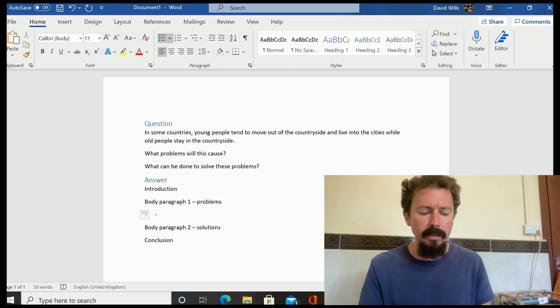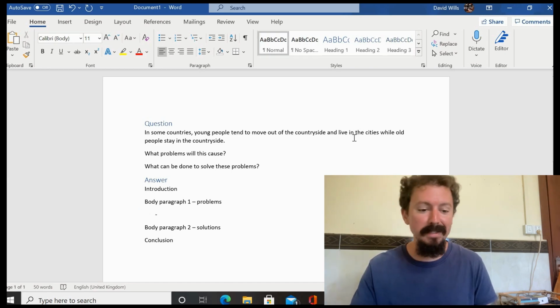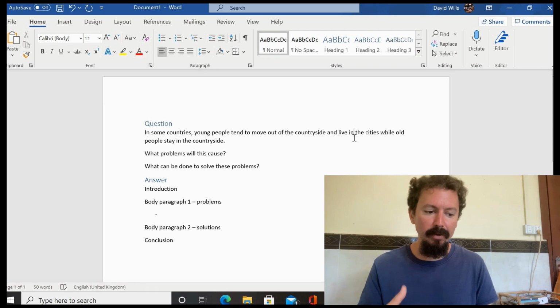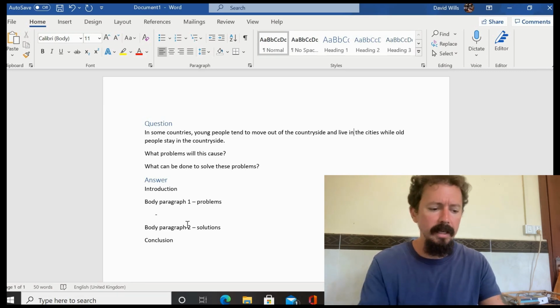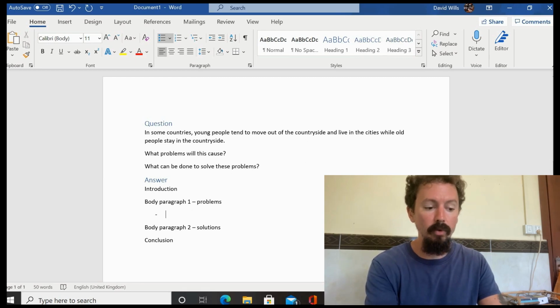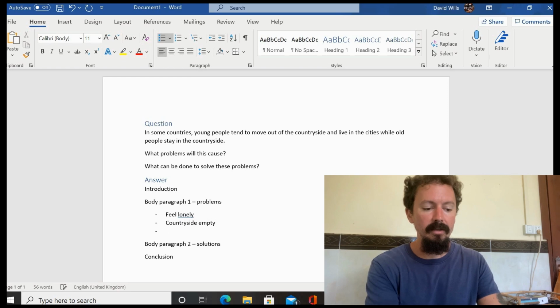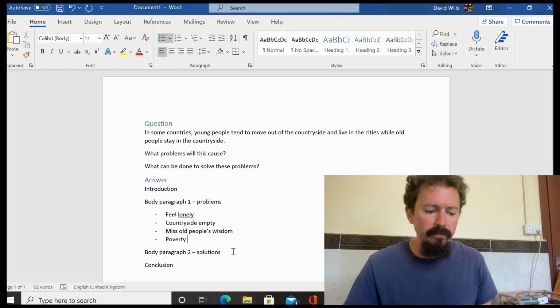So here, the problems are related to the issues stated above. Young people tend to move out of the countryside and into the cities, and old people stay in the countryside. What problems will this cause? Right, so you might say some problems: the old people will feel lonely. You might say the countryside will be empty. You might say that the young people will miss the wisdom of the elderly. And you might talk about the poverty that comes to the countryside. So those are 4 ideas.